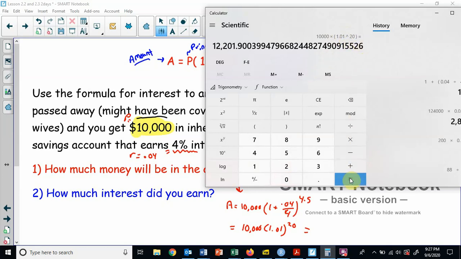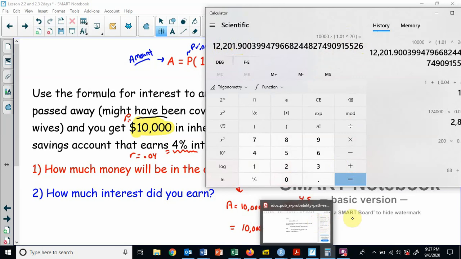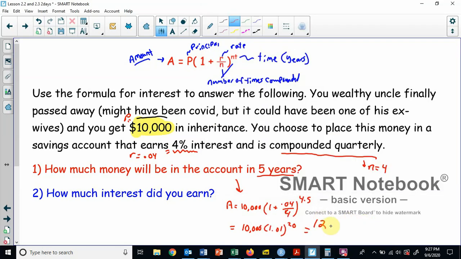Alright, let's see how much you have. You'll have $12,201.90. Because it's money, we can round to 2 decimal places to the cents. Be sure you do that in your problem, okay?